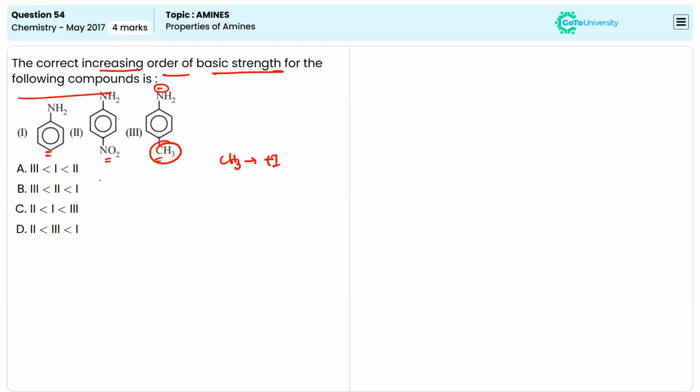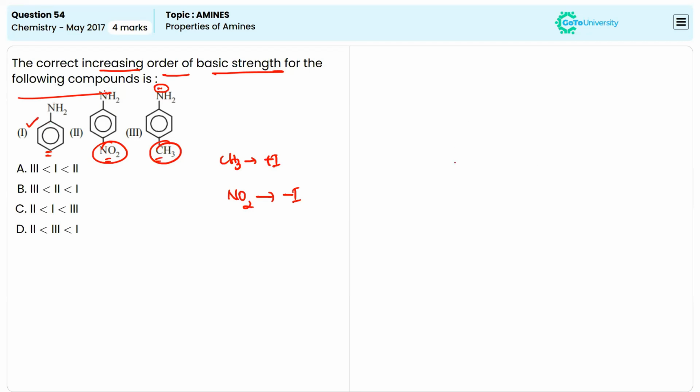While in the case of the second one, we have the NO2 group. What is NO2? The nitro group is a minus I group. What is a minus I group? They are electron withdrawing groups and they decrease the electron density on nitrogen. So it is no longer available to donate. If you compare these two, the nitro substituted aniline will be least basic in nature, while the methyl substituted aniline will be more basic in nature. So coming to simple aniline, this will be in between these two.